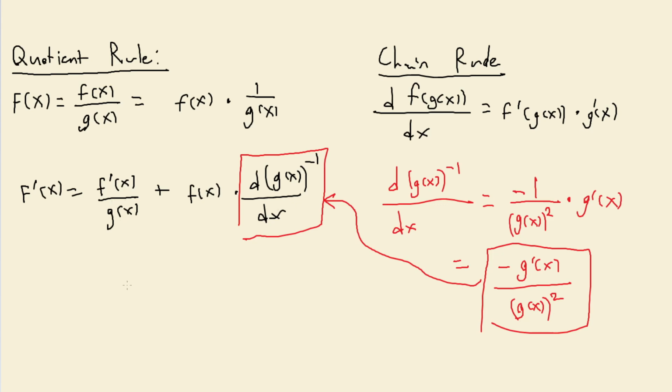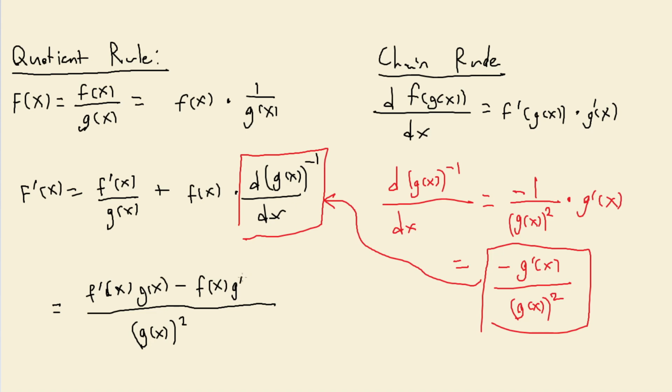We could just multiply the top and bottom by g of x, and we're going to get f prime of x times g of x divided by g of x squared. This is going to be our common denominator. And then we're going to subtract. What would we have here? We would have f of x being multiplied by g prime of x. I brought that negative out front, so f of x times g prime of x. And this is known as the quotient rule.